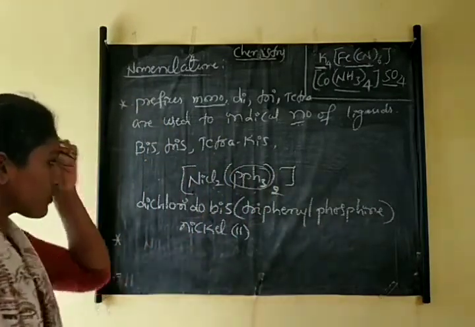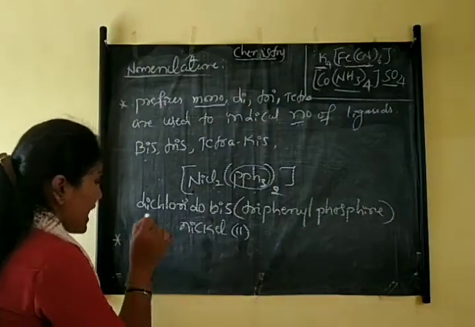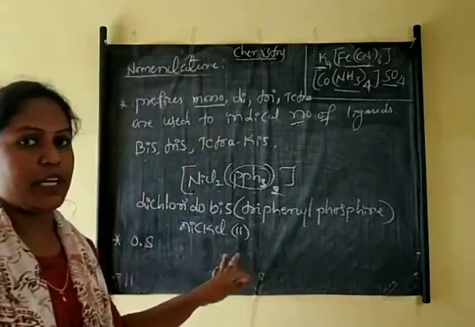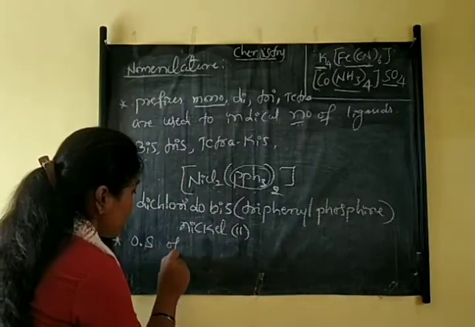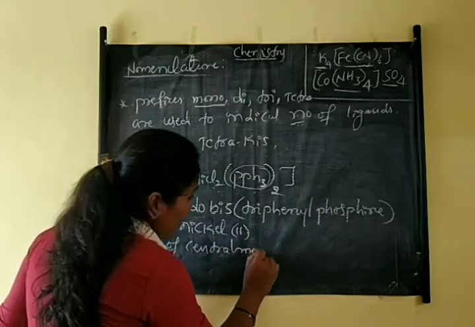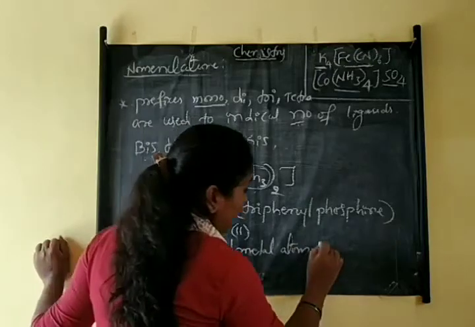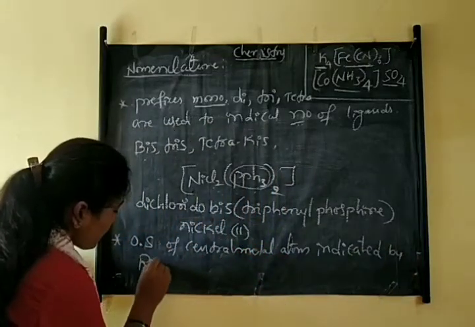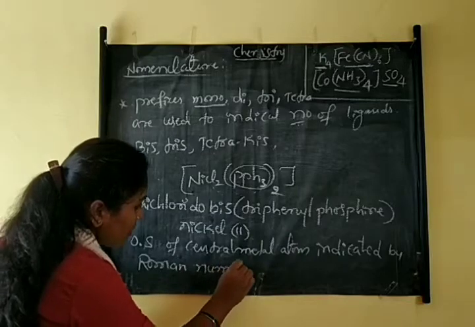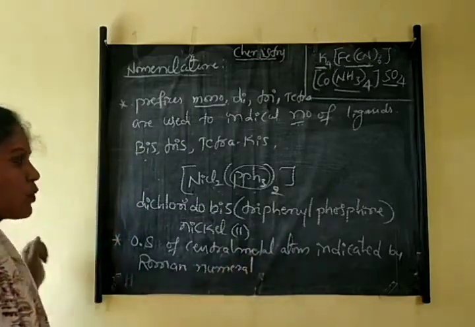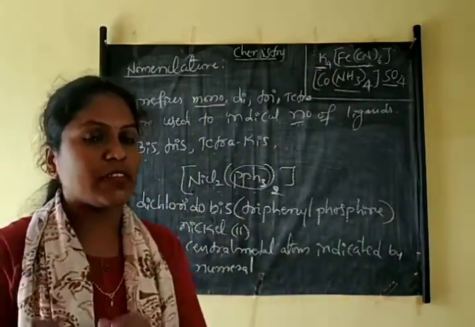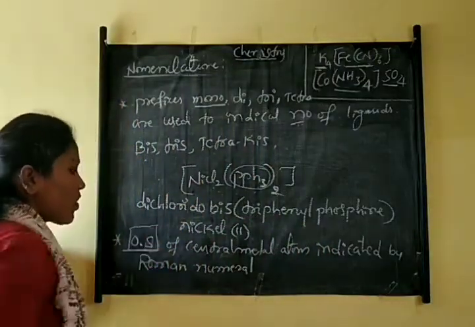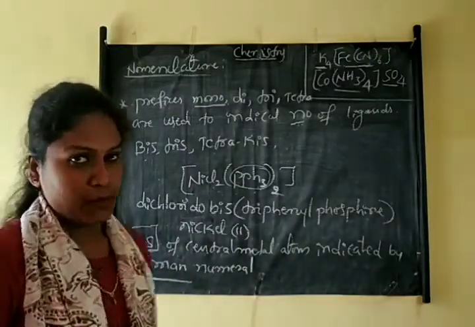And the next one is the oxidation state of the central metal atom. The next rule is that the oxidation state of the central metal atom is indicated by a Roman numeral. So first we name the cation, then the ligands, then the central metal atom, and then the oxidation state of the central metal atom, which we indicate with a Roman numeral. That is the next rule.